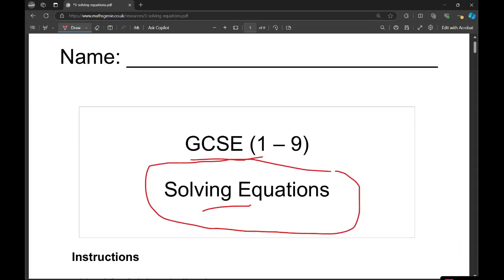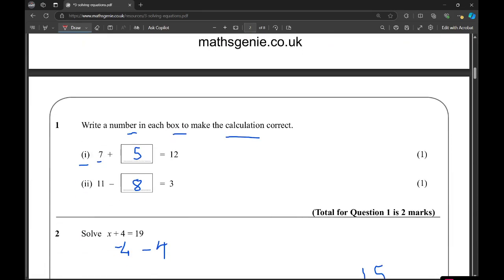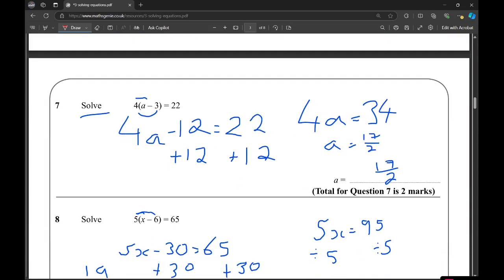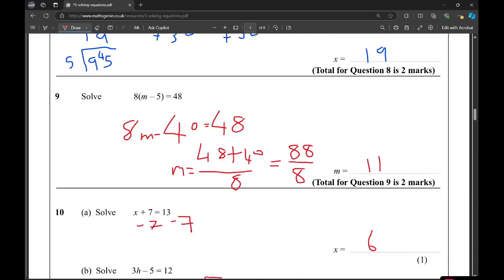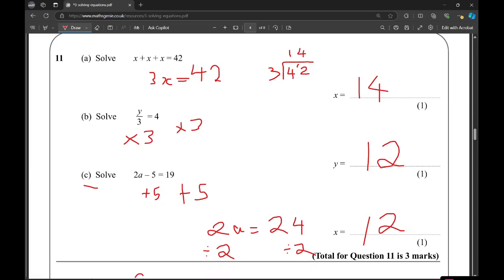So that concludes one of our topics. This covers both tiers. The first few questions were foundation only, and then from question 7 onwards is a mix of higher and foundation.